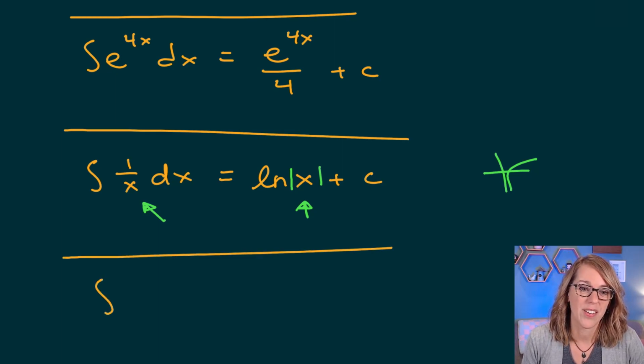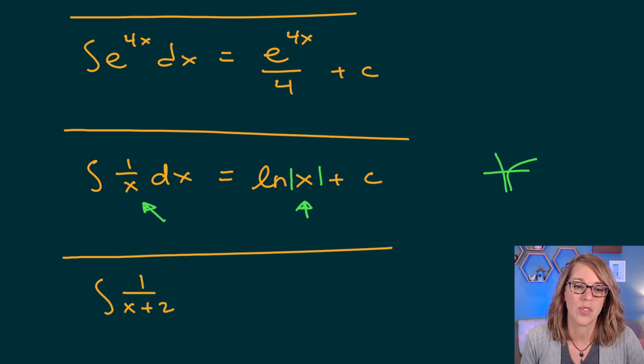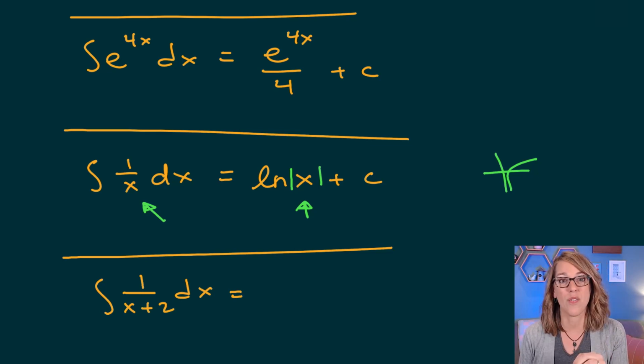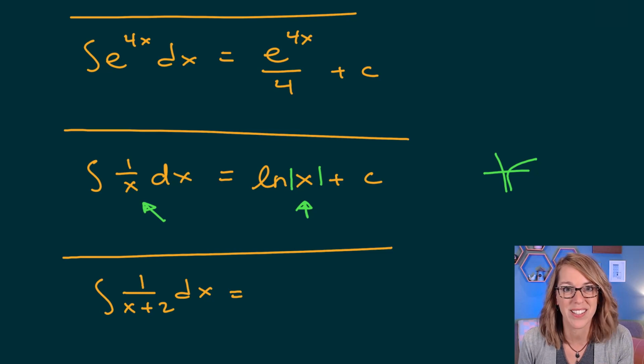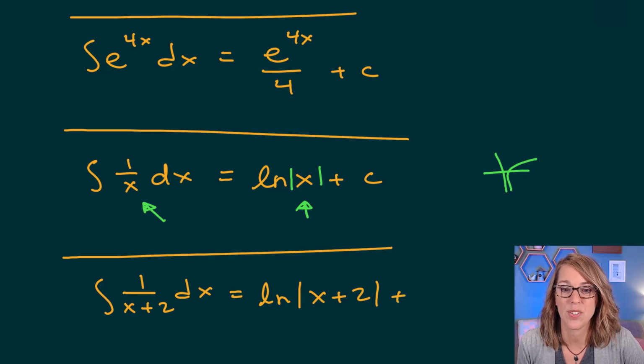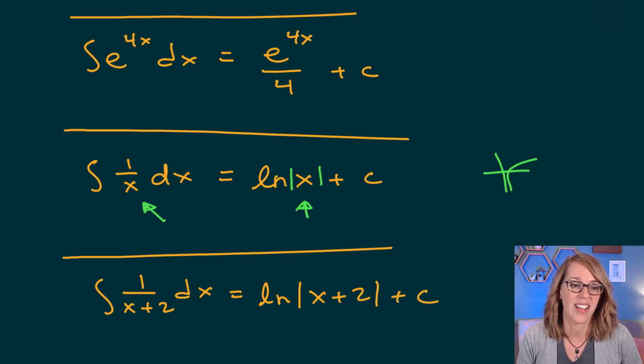So if I were to do the integral of 1 over x plus 2 dx, this is still 1 over x plus or minus something. The plus or minus something doesn't change anything. So I'm still going to get a natural logarithm back. So I get natural logarithm of whatever I've got in my denominator, and I can go ahead and write that in absolute value bars, x plus 2, and then plus a c.